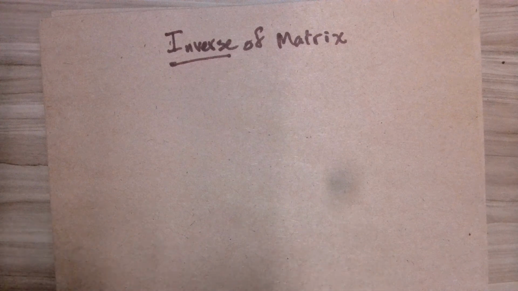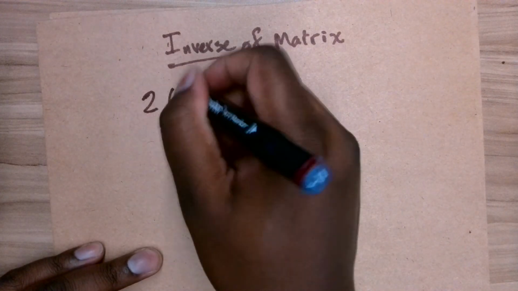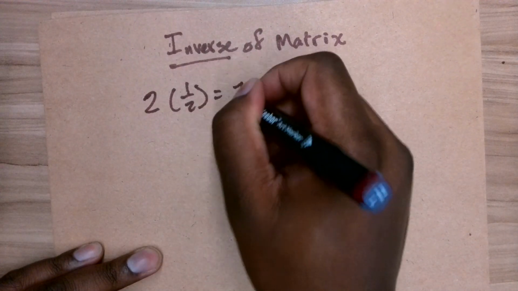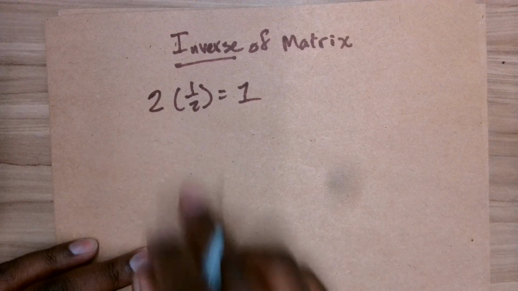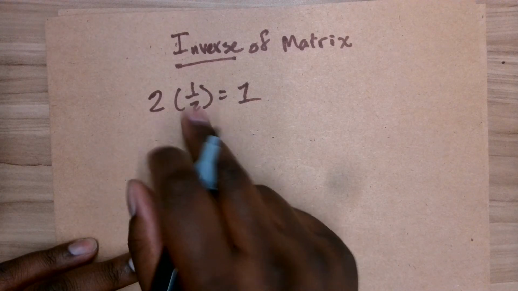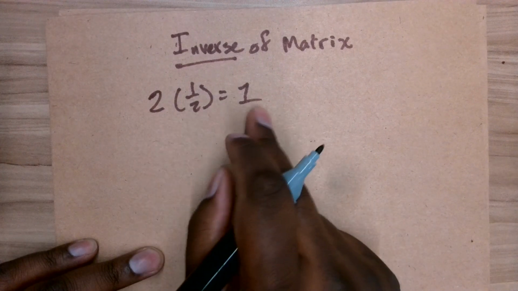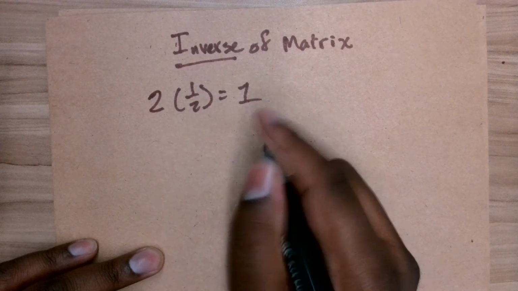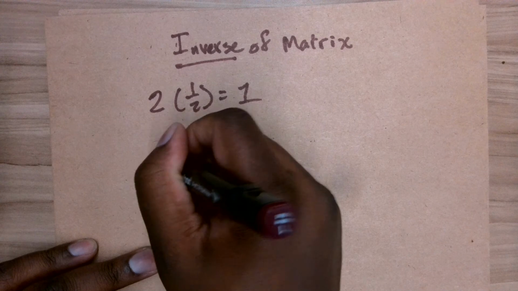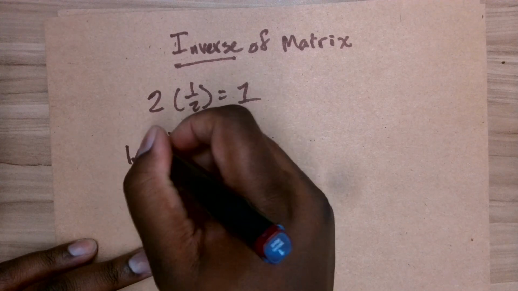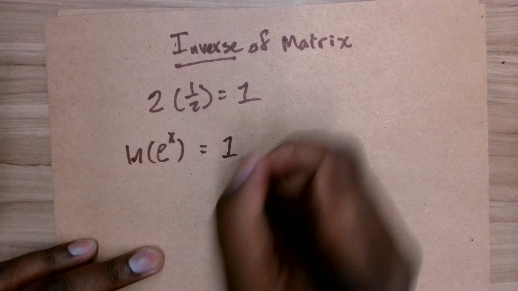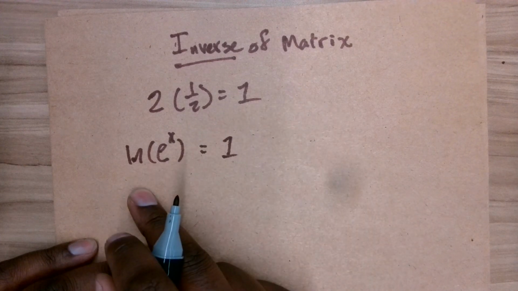Like 2 times 1/2 gets you back to 1. For example, these are inverses of each other, because this is basically multiplication versus division of the same thing. Likewise, ln of e to the x is x, because these are inverses of each other, okay?